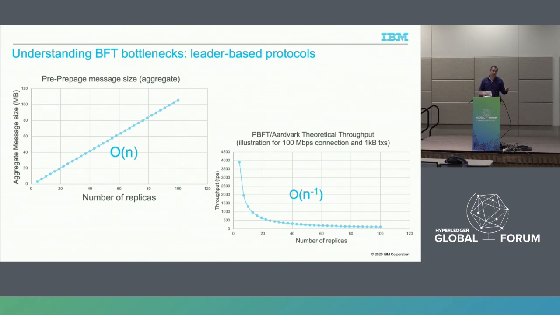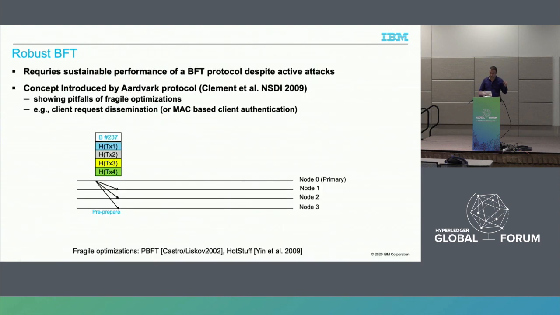So approaches such as HotStuff, which limit the number of messages in the common case to O(n), have nothing to do with scalability. So what's robust BFT? Robust BFT is a family of protocols that Mir belongs to, which basically began with Aardvark, a hardening of PBFT. Aardvark is the protocol by Clement and others in NSDI 2009, which gives you guaranteed performance even in the presence of attacks.